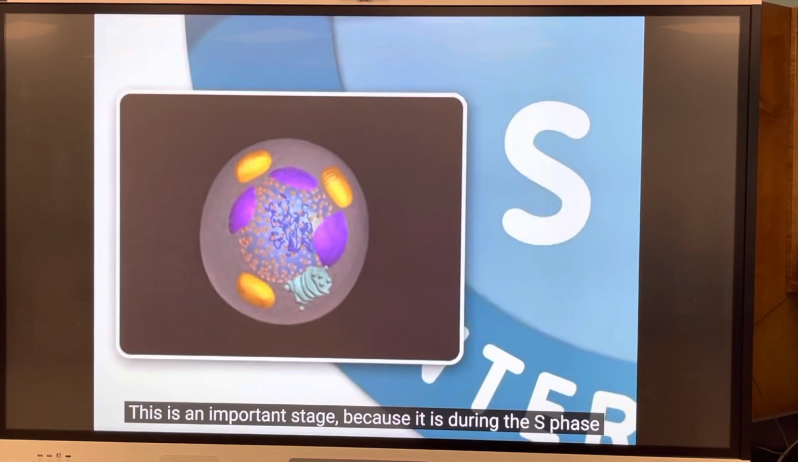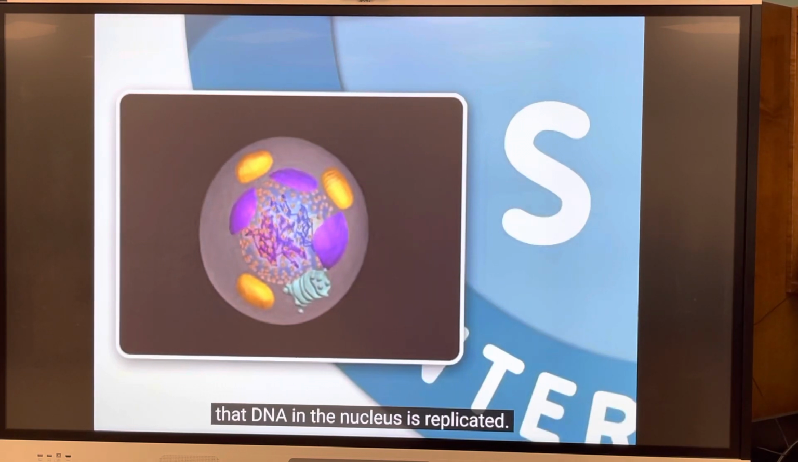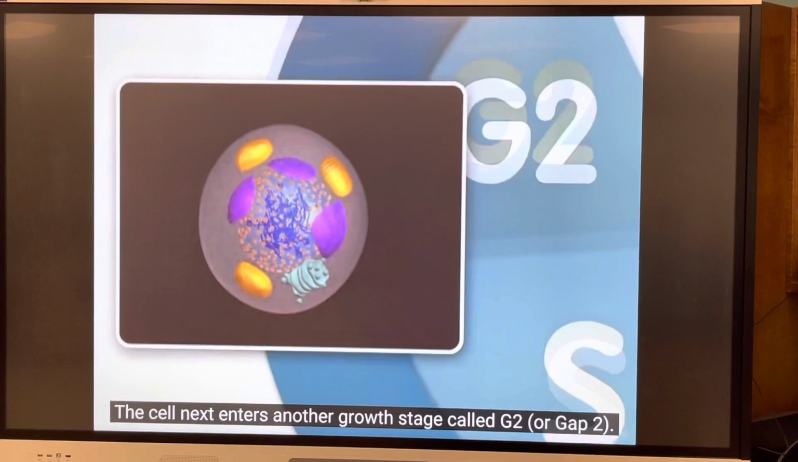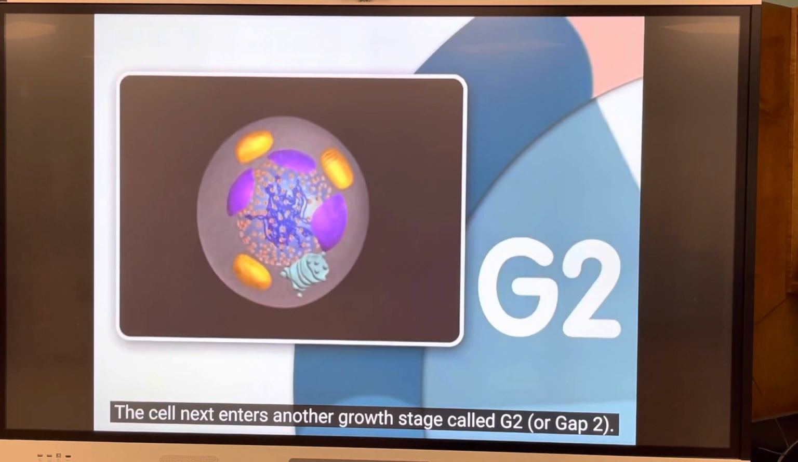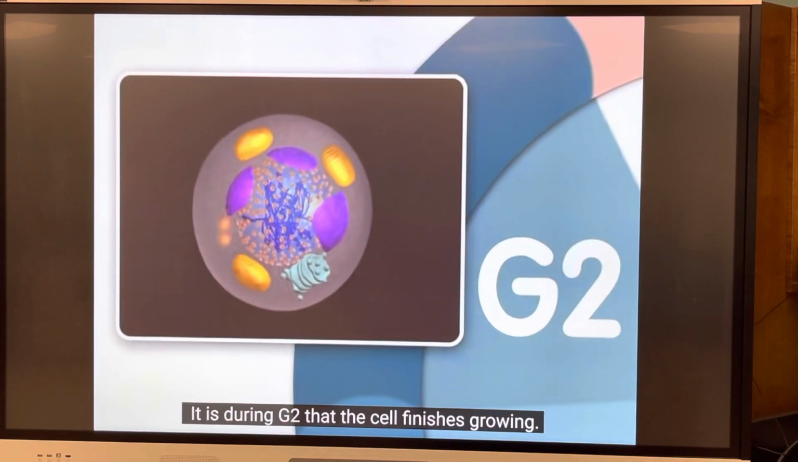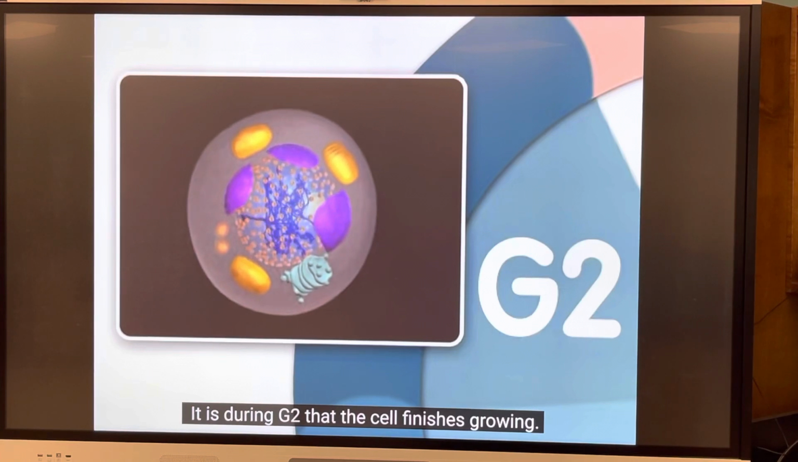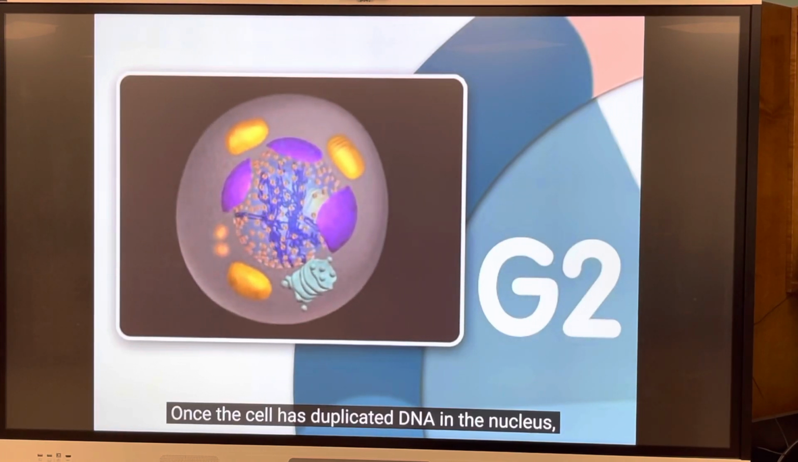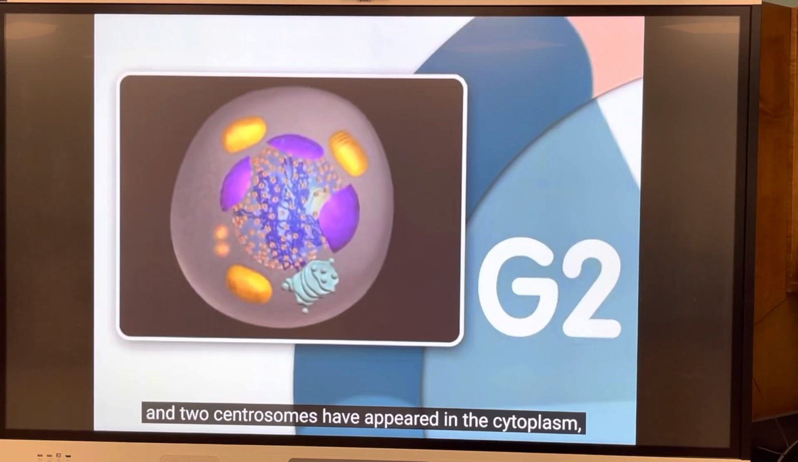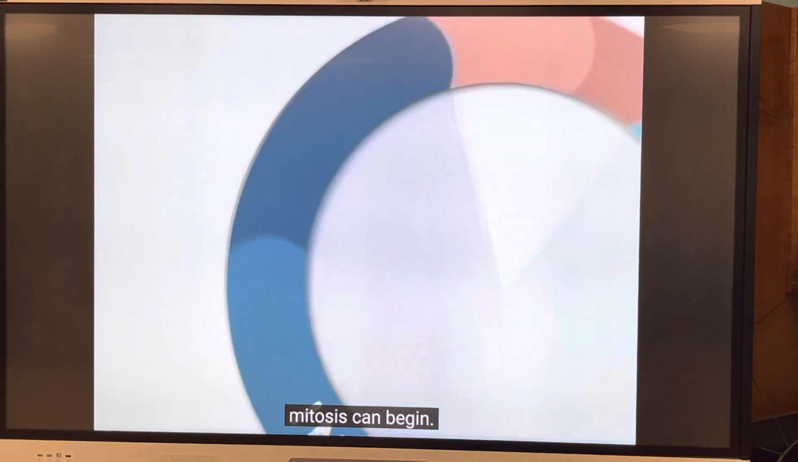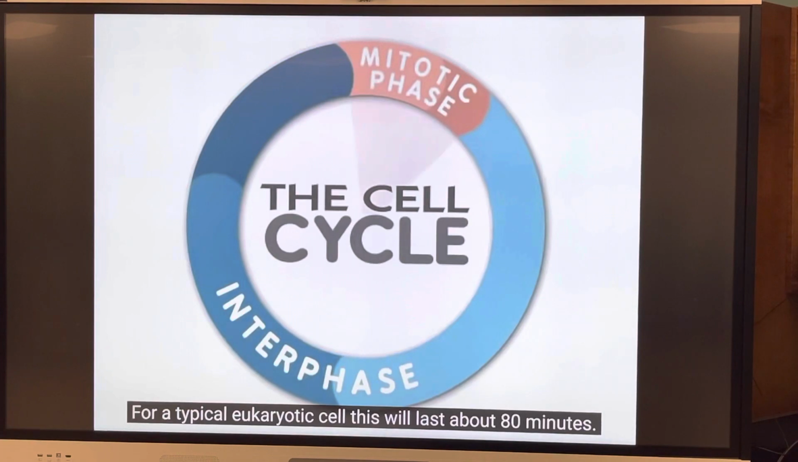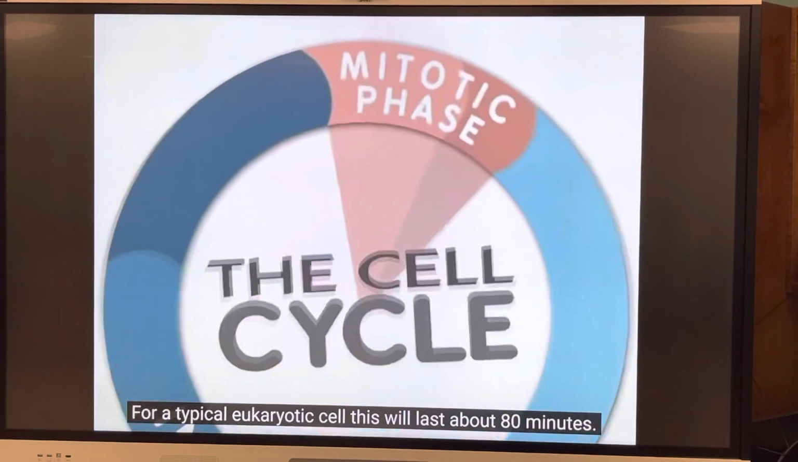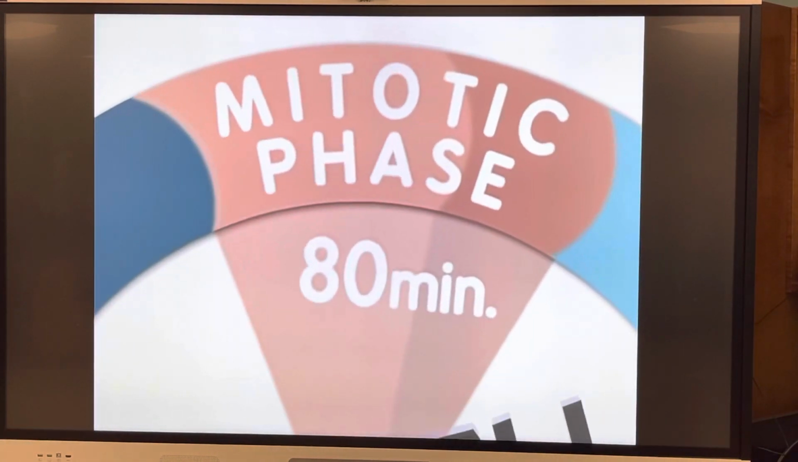This is an important stage because it is during the S phase that DNA in the nucleus is replicated. The cell next enters another growth stage called G2, or gap2. It is during G2 that the cell finishes growing. Once the cell has duplicated DNA in the nucleus and 2 centrosomes have appeared in the cytoplasm, mitosis can begin. For a typical eukaryotic cell, this will last about 80 minutes.